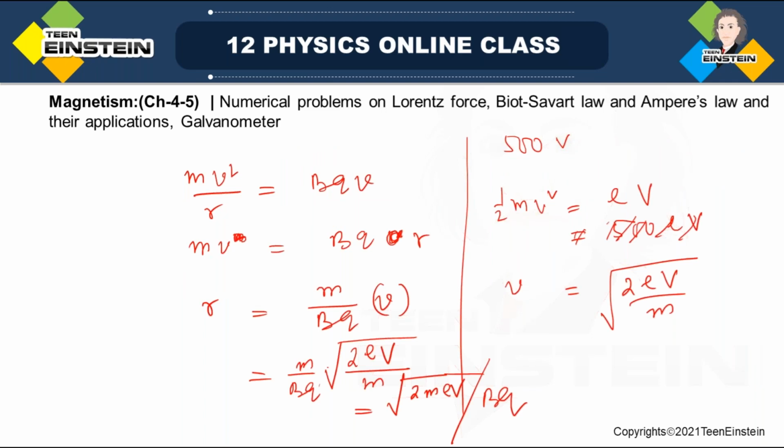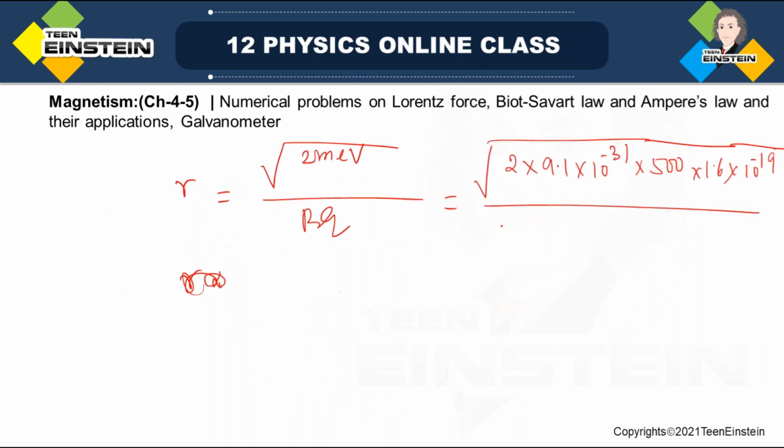Next, B and Q. B is given as 100 millitesla, 10 to the power minus 3, so it will be 0.1 Tesla, and Q is again the electronic charge, positive charge I am taking. So this is 1 Tesla. These are with suitable units.